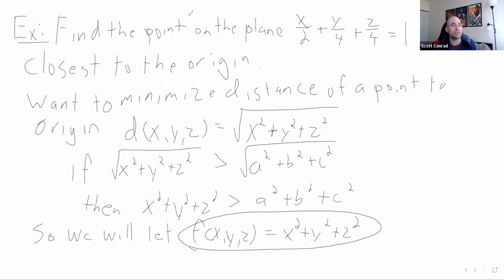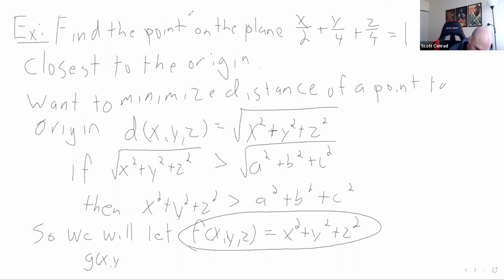So remember, another way of thinking of the constraint equation is it tells you the set of points we're considering. We're not looking for the point closest to the origin out of every single point. I mean, that's obviously just the origin, right? That would be a boring problem. We're looking for the point on the plane x over 2 plus y over 4 plus z over 4 equals 1 closest to the origin. So the equation of the plane is telling us the set of points we're considering, because we're only considering the points on that plane.